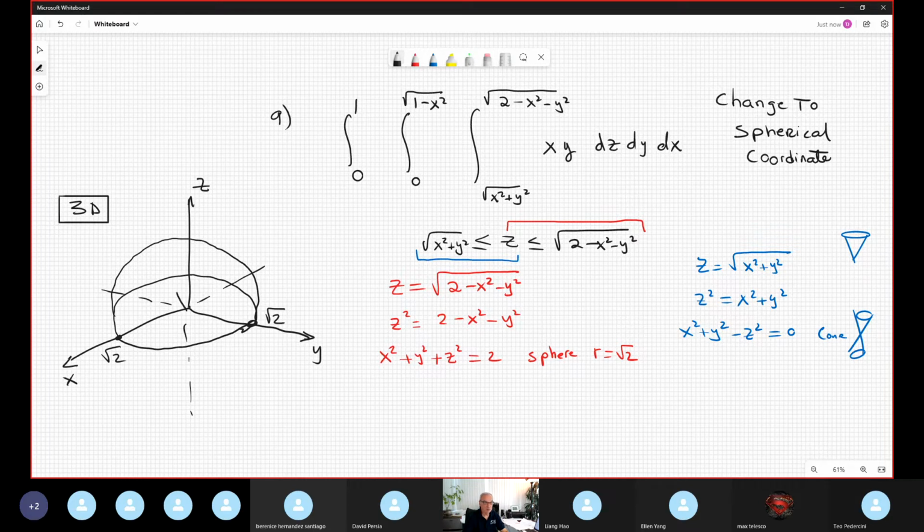A cone is like that. And the intersection, so what happens, is like that. However, the student set up this triple integral going from the wall of the cone to the wall of the sphere. Okay, cone is the lower part, and the sphere is the upper part.